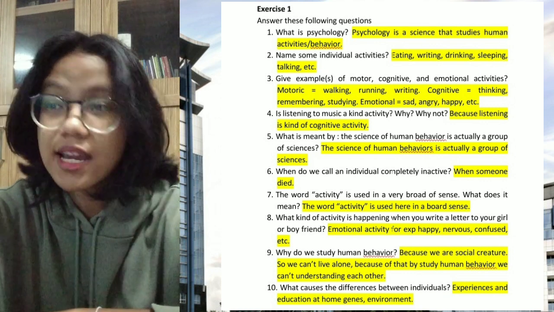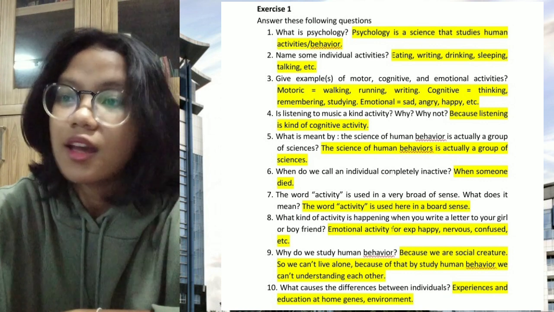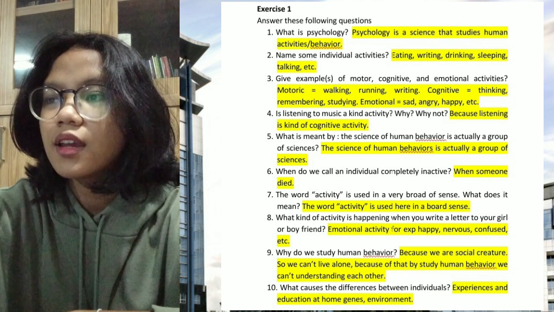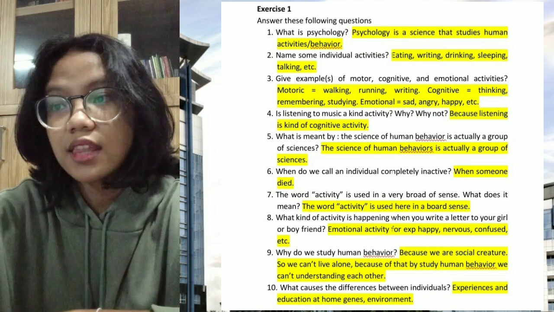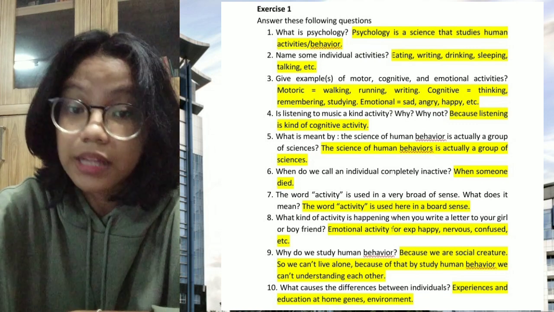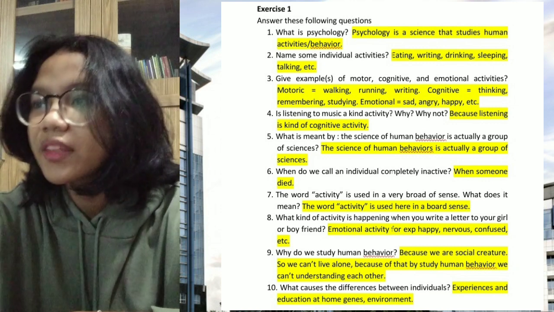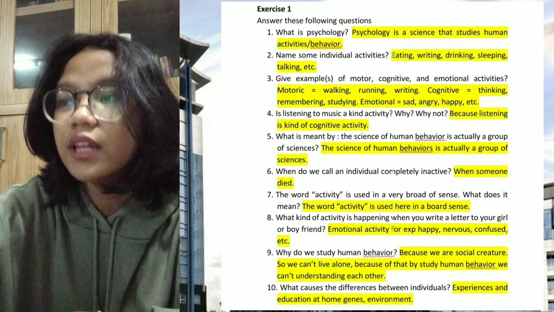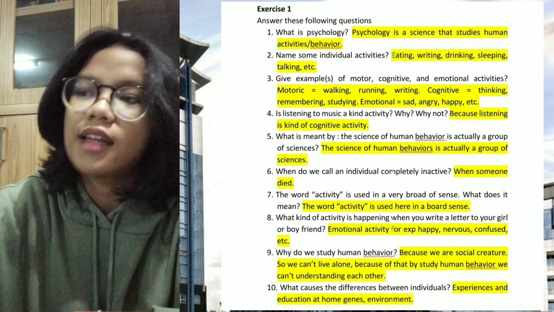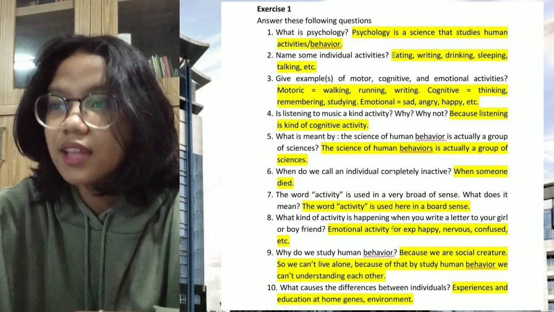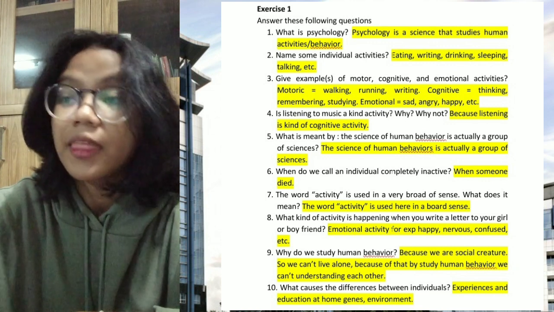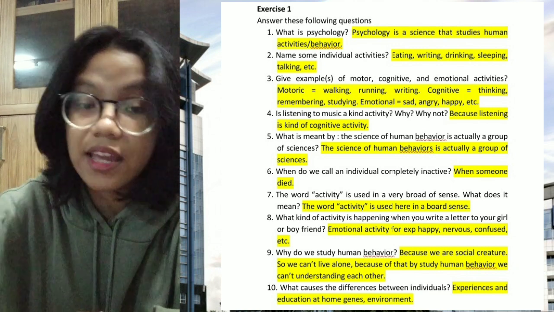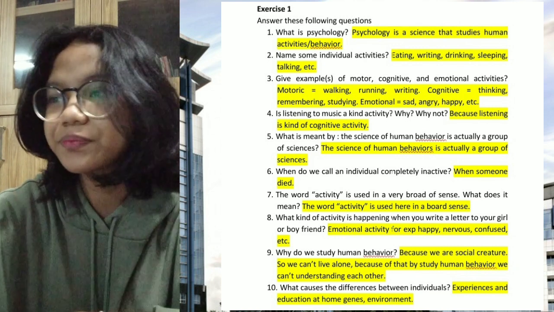Psychology is a science that studies human activities or behavior. Individual activities are eating, writing, drinking, sleeping, talking, and others. Examples of motoric activity are walking, running, writing. Examples of cognitive activity are thinking, remembering, studying. And examples of emotional activity are sad, angry, happy, and others.